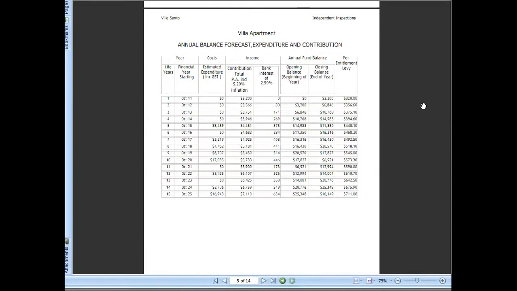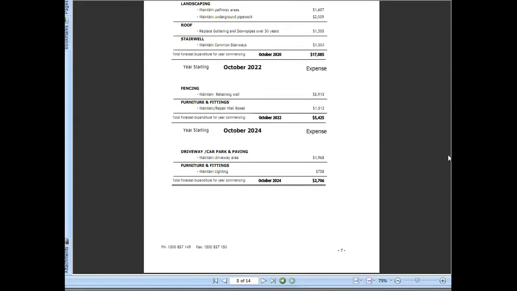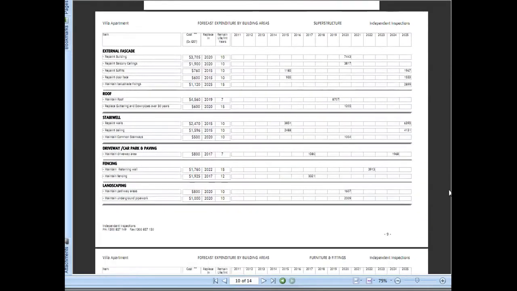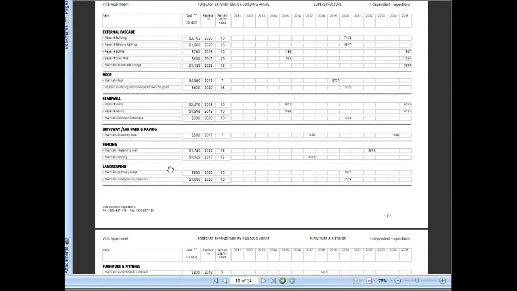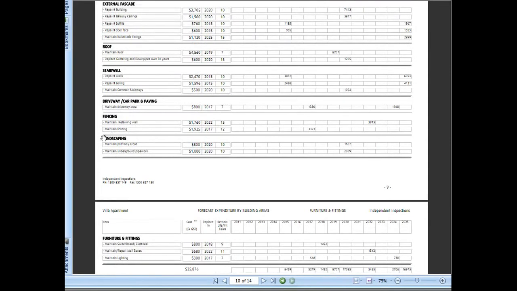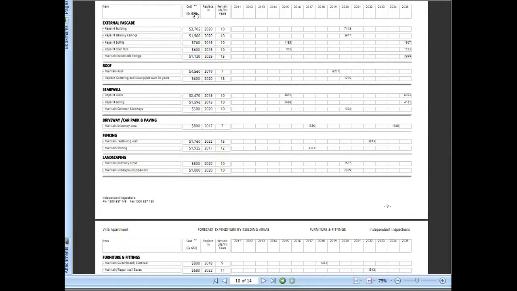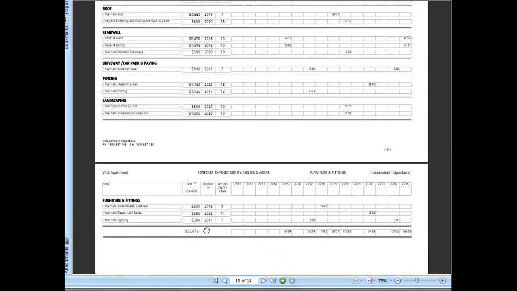So we know there's our budget, that's fine. There's our graph to see where we sit. We've got our yearly expenditures. Okay, so this is some more of the nuts and bolts of that forecast. We're looking at external facade, so that's painting the outside, roofing, stairwell, driveway area, fencing, landscaping, fixtures and fittings. Okay, so if we were to do all those items now, that's $25,000 worth of those items.